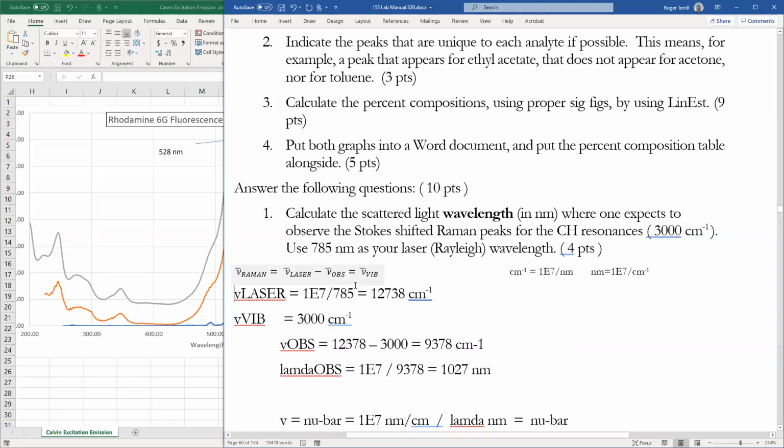So the laser frequency is here, and the observed frequency will be the difference. That comes out to be 1,027 nanometers. It's 785 plus, maybe 250 nanometers.